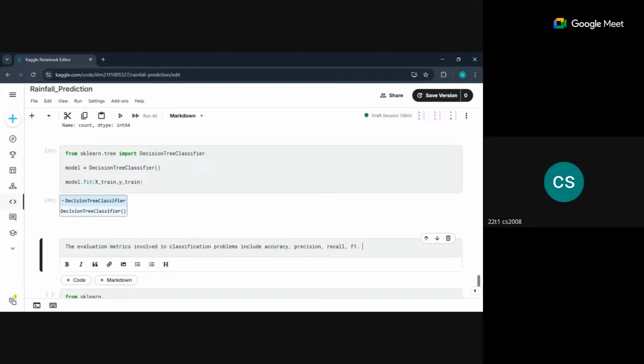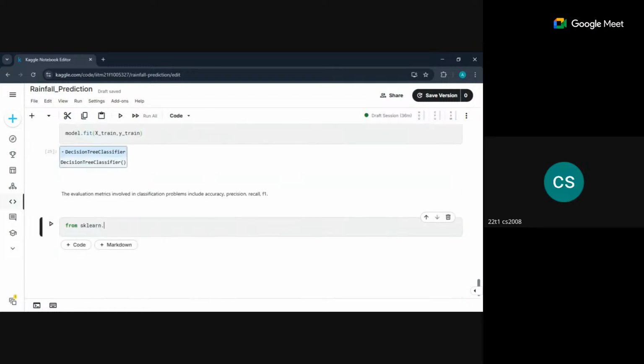Now, where can I get all these values? Should I individually import all of them? Metrics. It is in sklearn.metrics. So what can we import? We can go for classification report.